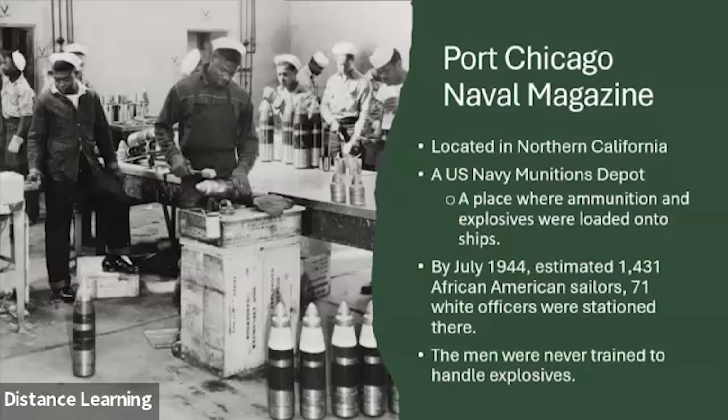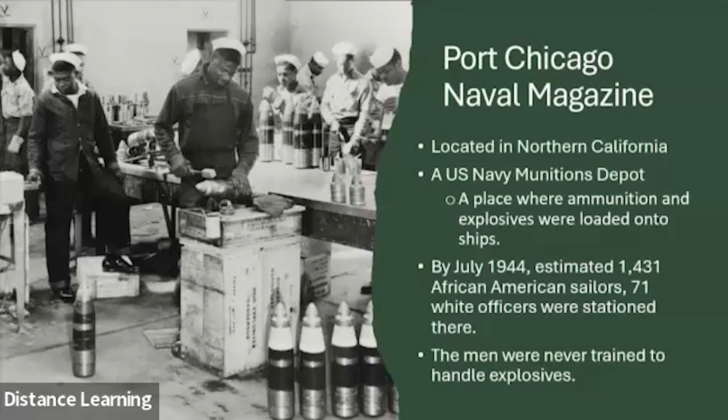By July of 1944, it was estimated that there were around 1,431 African American sailors located there, overseen by 71 white officers. It's important to note, these men's job was to handle explosives, handling bombs that were going onto ships, getting ready to be sent out to the Pacific Theater. But they were never trained to do any of this. Very dangerous work, but they were not even given instructions on how to do it.